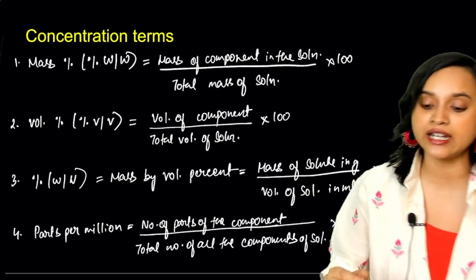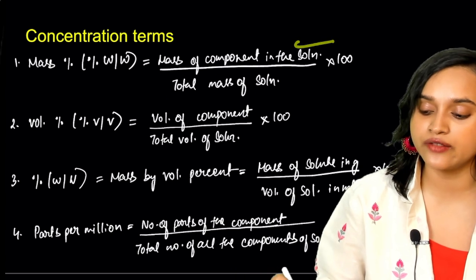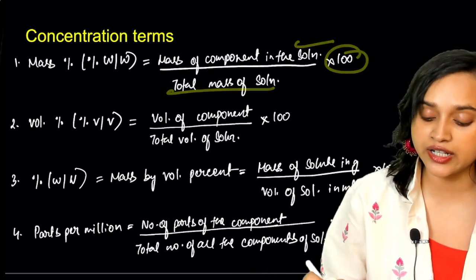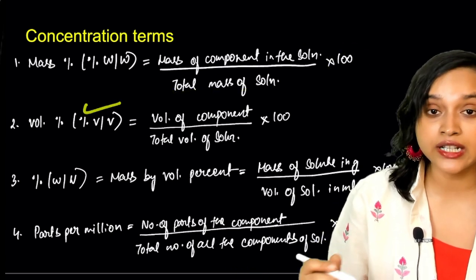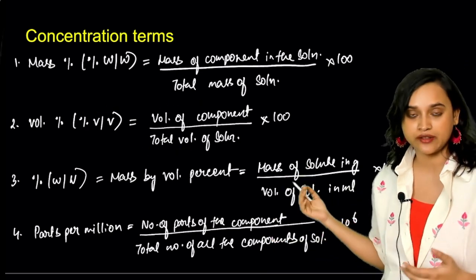So let me tell you here that mass percentage W by W is equal to mass of component in the solution divided by total mass of solution multiplied with 100. Volume percentage is percentage V by V. It is volume of component divided by total volume of solution multiplied with 100.